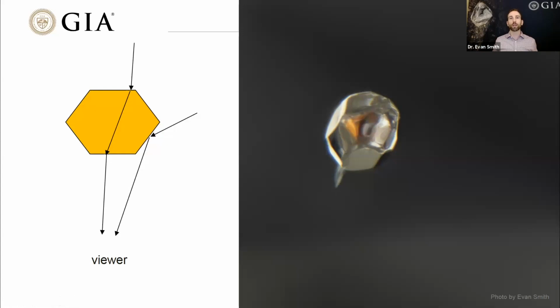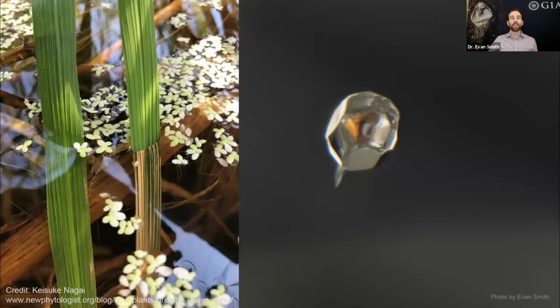We see this phenomenon of total internal reflection in nature all the time. Here's an example of a rice leaf, and this rice leaf is penetrating down into water. When the rice leaf is underwater and viewed at an angle, it looks silvery and reflective, the same way that this inclusion looks silvery and reflective.